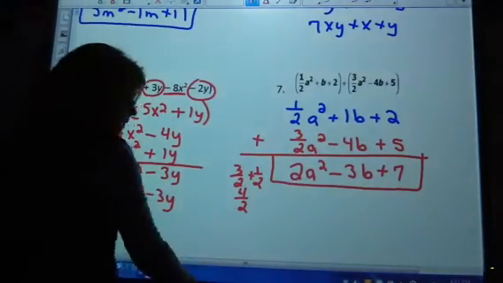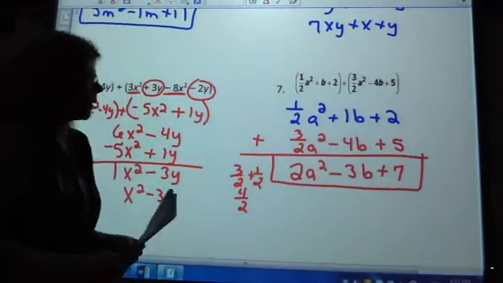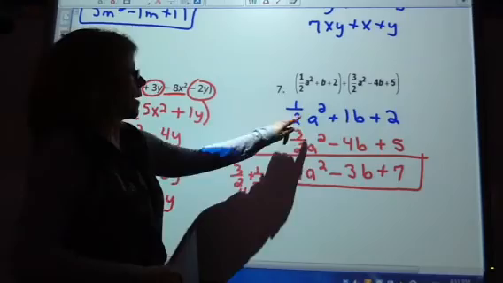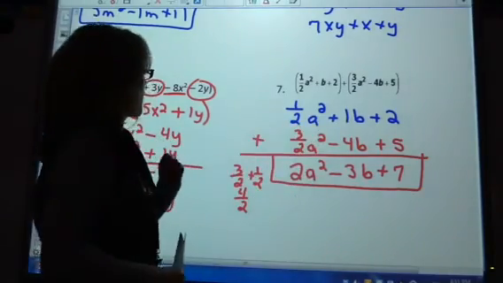All right, that's it for adding polynomials. What you need to remember is to add, you have to have like terms. Like terms have the same base raised to the same exponent.